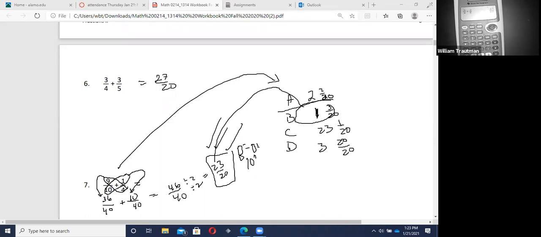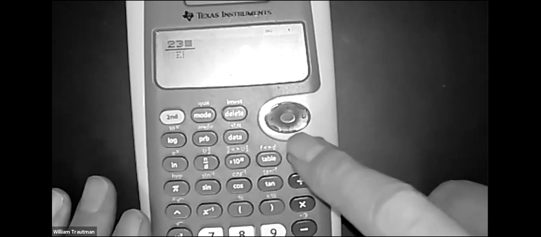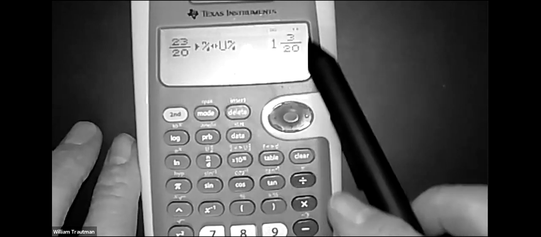23 over 20 on my calculator. I'm going to just once again show you that one fraction. If we got 23 over 20 as an answer, but all the answers are mixed numbers, remember right above the 10x it says fraction to mixed number. It shows you. So I hit second 10x, and it's going to change the fraction to a mixed number, and I get 1 and 3/20.